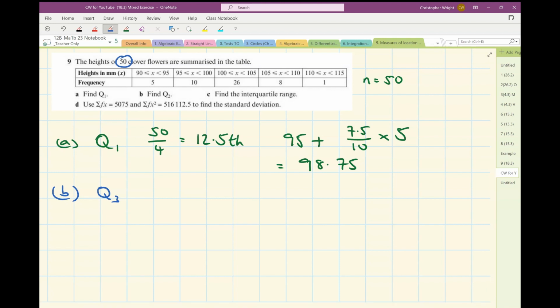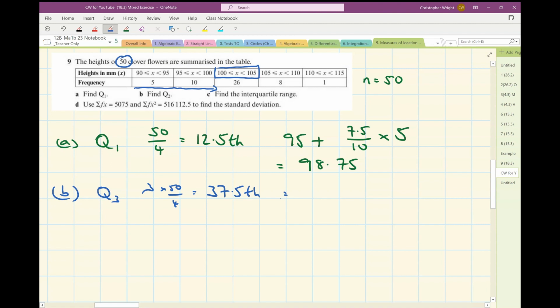So let's find Q3. Now, which data point is the third quartile going to be? The upper quartile, I beg your pardon. Well, it's going to be 3/4 of 50. So it's going to be the 37.5 data value. So where is that going to be? Well, it's not there because that's the first 15. But now I've got up to 41. So it's going to be in this class here.